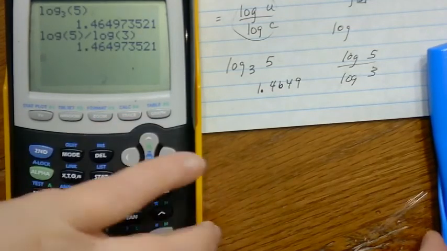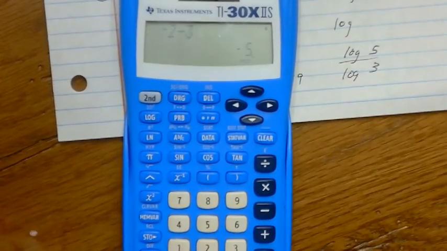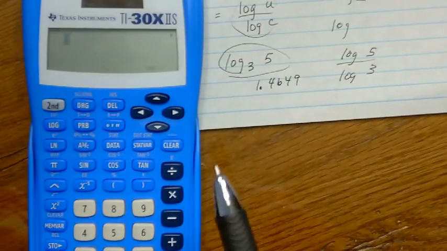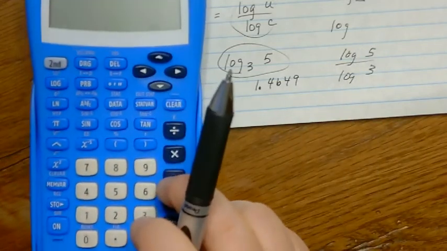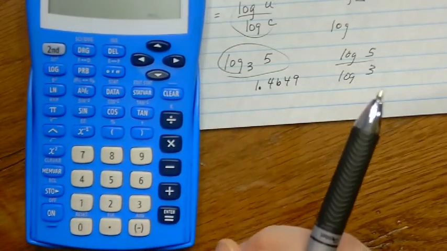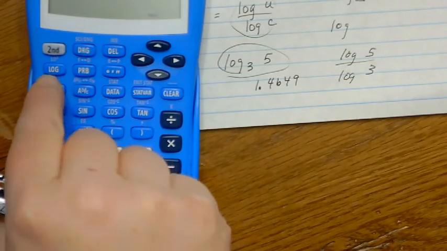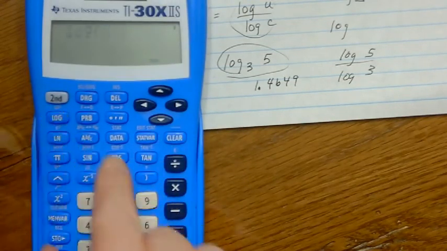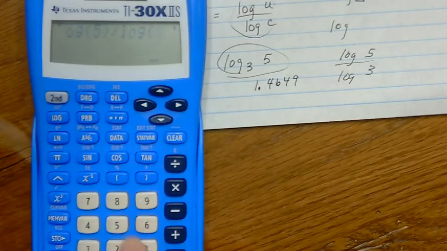On this calculator, the TI-30, you're not able to change the base. So you can't actually type it in straight like this on the TI-30. You're going to have to take every problem like this and turn it into one like this. So let me show you how you use that. The log button on this calculator is right here below the second key. So I'm going to hit log 5 divided by log 3. And I get the same decimal.